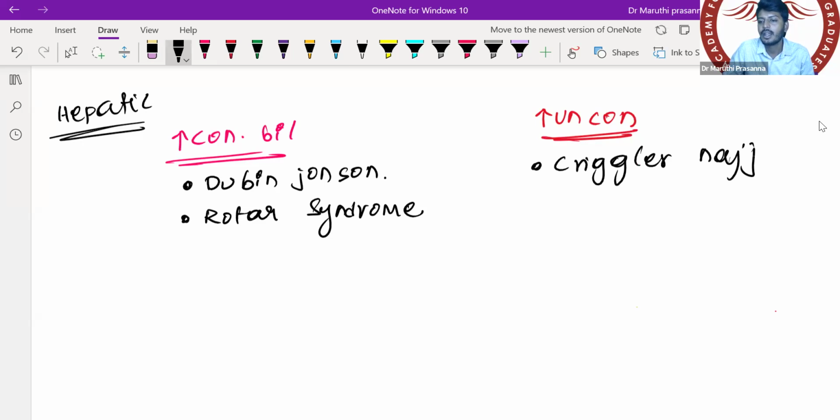Crigler-Najjar has two types, type 1 and type 2. So this is the story of hepatic jaundice. I am talking only about a few syndromes here. That's it.